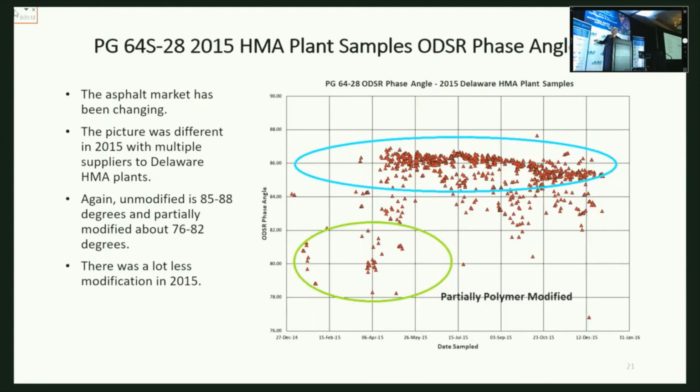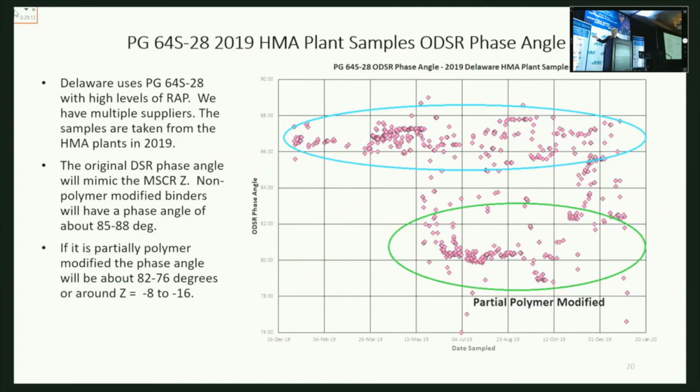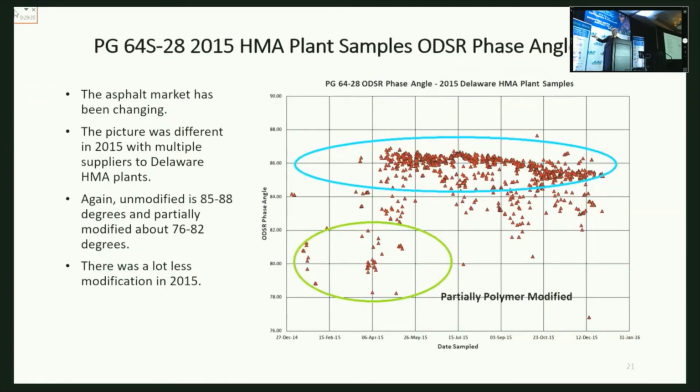This was a few years earlier, in 2015, when we actually still had refineries in the area. Look how tight it is compared to, let me go back one, to here. Not very tight. But here, your standard grade is a fairly consistent product, and not much polymer modification was needed to make your 6428.